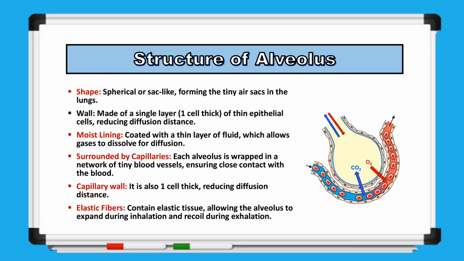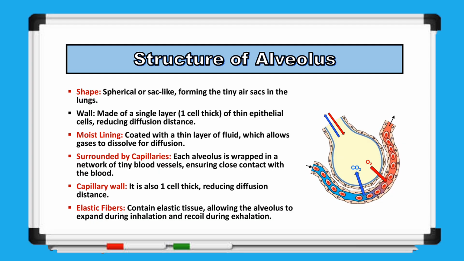Now, we will also take a closer look at the structure of an individual alveolus to understand how it is perfectly designed for its role in gas exchange. Each alveolus has a spherical or sac-like shape, forming one of the many tiny air sacs found within the lungs. This rounded shape helps increase the overall surface area available for the diffusion of gases, making the exchange process much more efficient.